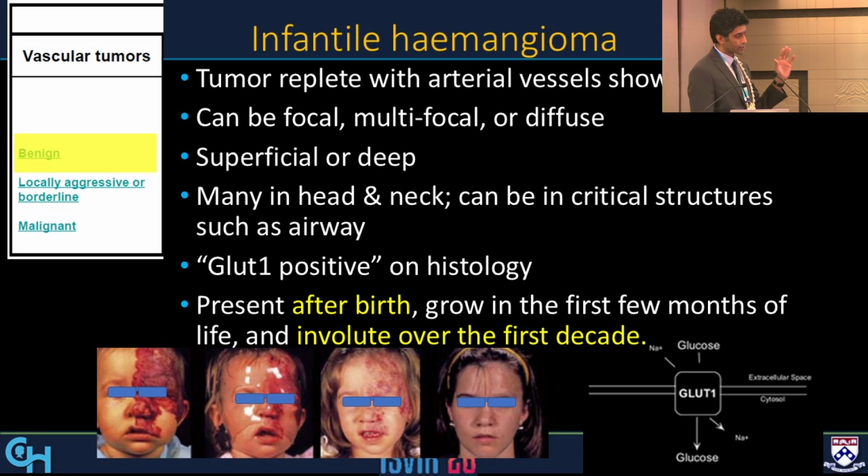Key aspects here, number one is GLUT1 positivity. If you ever biopsy this, it will stain positive for this glucose transporter called GLUT1. That's a key thing to know. And then one thing about infantile hemangiomas, they present after birth. So you ask the parents, when did you see it? It should be after birth, and it should involute slowly over the first decade, as you see on the pictures down below.